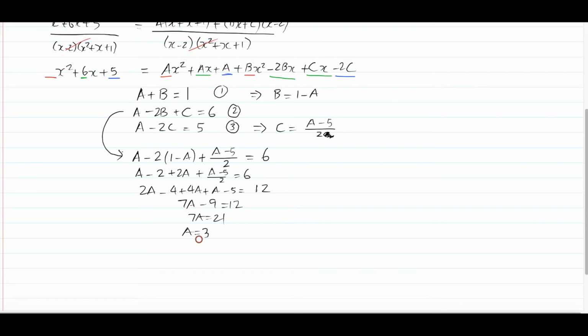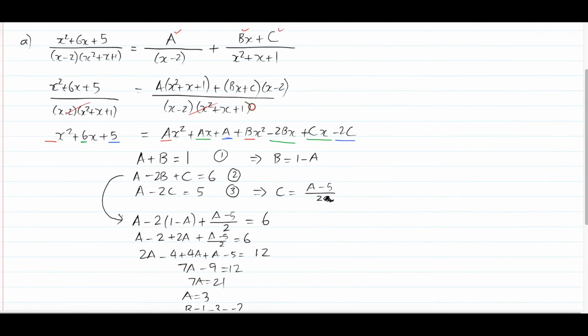Of course, a equals 3, and we know from equation number 1 here, b is 1 minus a, so b is 1 minus 3, which is minus 2. And let's solve for c. C is a minus 5 divided by 2. A we know is 3, minus 5, and then divided by 2. So in that case, c equals negative 1, okay? Negative 2 divided by 2, negative 1. Once you found your a, b, and c, we have to chuck it back over here.